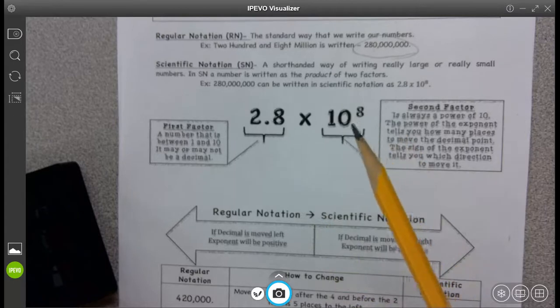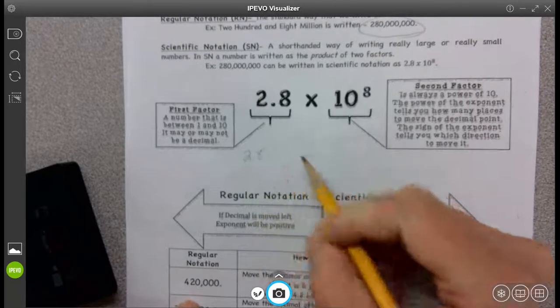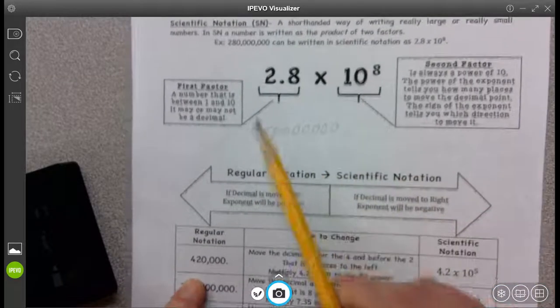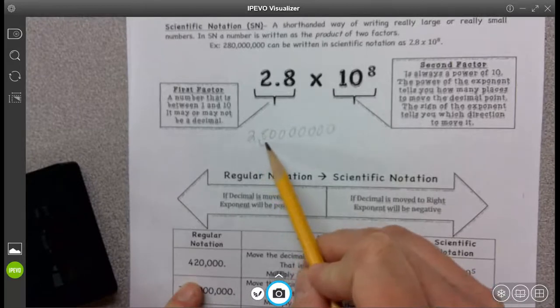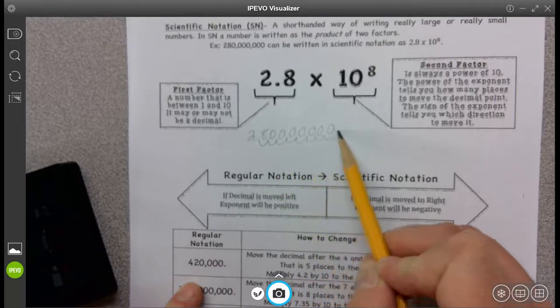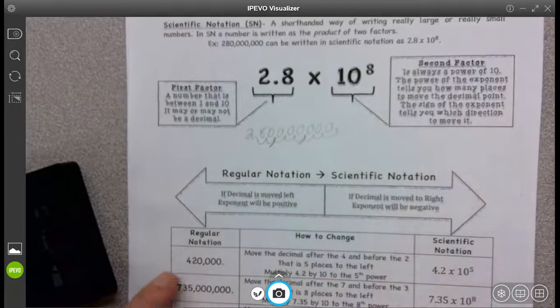So since this is positive, that means our number is bigger. So if I had 2.8, that's saying that the real number has the decimal moved 1, 2, 3, 4, 5, 6, 7, 8 times. And this would actually be my number.